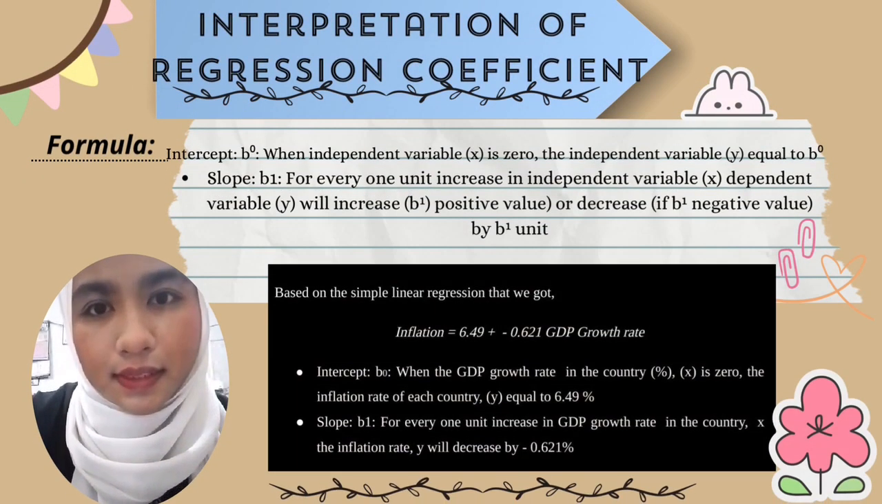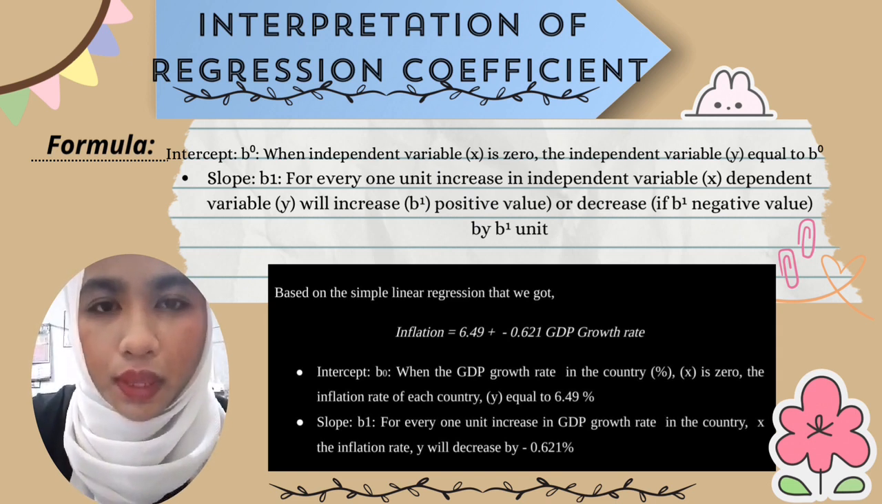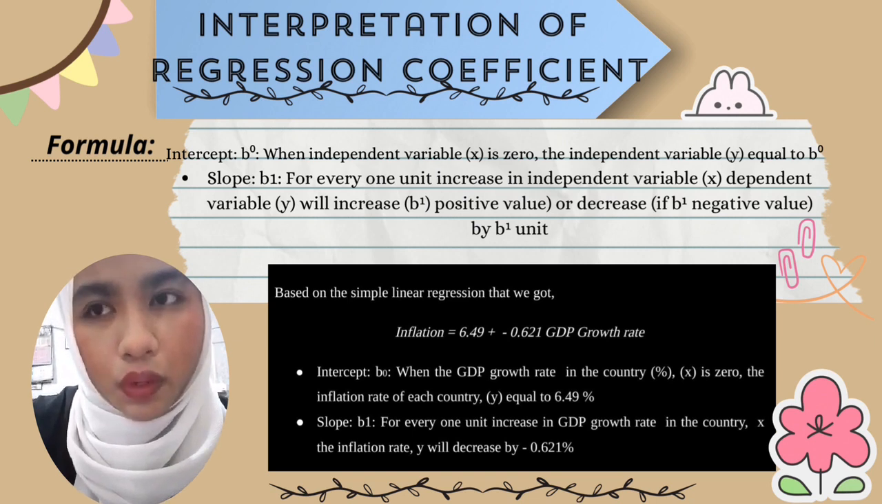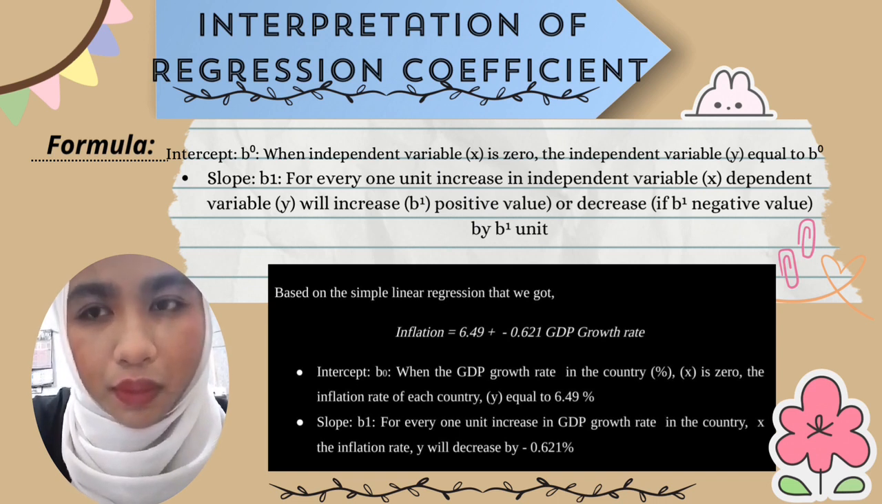Last, we will interpret the regression coefficients. The intercept b0: when the independent variable X is 0, the dependent variable Y equals b0. The slope b1: for every one unit increase in independent variable X, dependent variable Y will increase by b1 if b1 is a positive value, or decrease if b1 is a negative value, by b1 units.